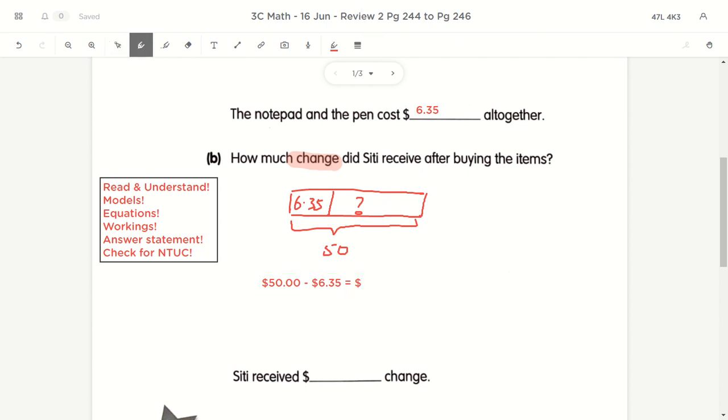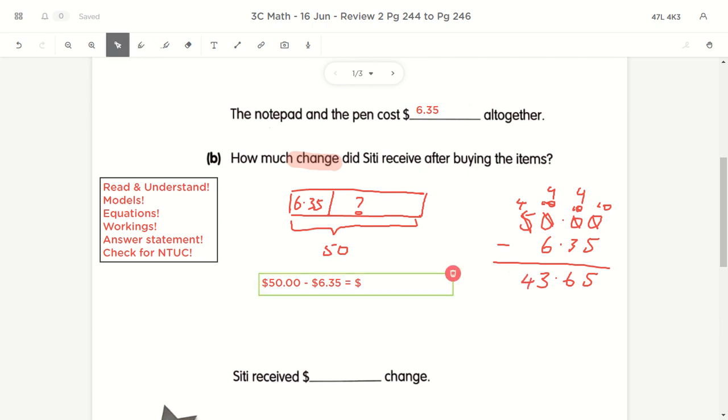Okay, so with this, let's work it out and see the answer. So like what I mentioned, for $50, do not just leave it as 50, put a 0.00 at the back. This is very important. Minus $6.35. Okay, let's do a lot of regrouping. This becomes 4. This becomes 10 first, becomes 9. This becomes 10 first, becomes 9. This becomes 10. 10 minus 5 is 5. 9 minus 3 is 6. 9 minus 6 is 3. And you have a 4 here. So answer is $43.65. Okay, so quite straightforward, nothing too difficult. Let's move on to question 5.